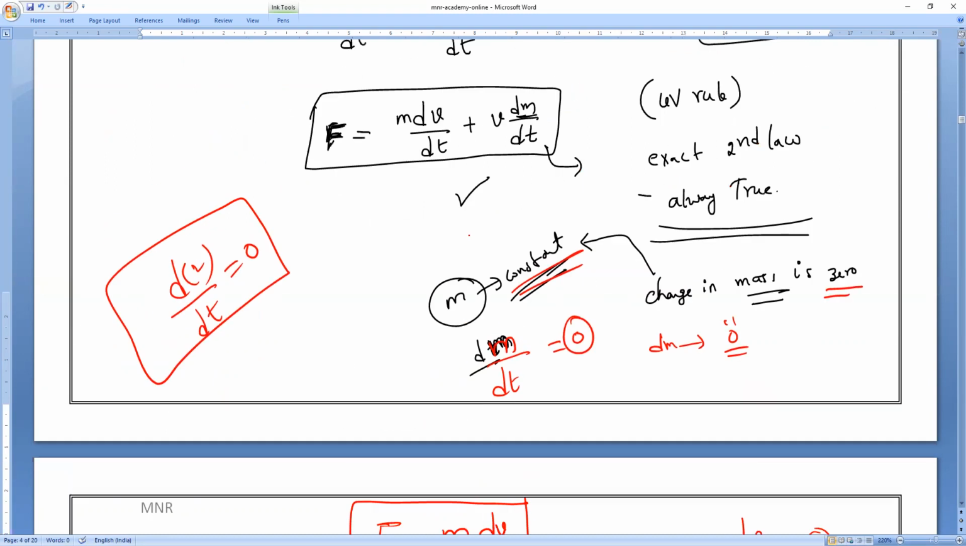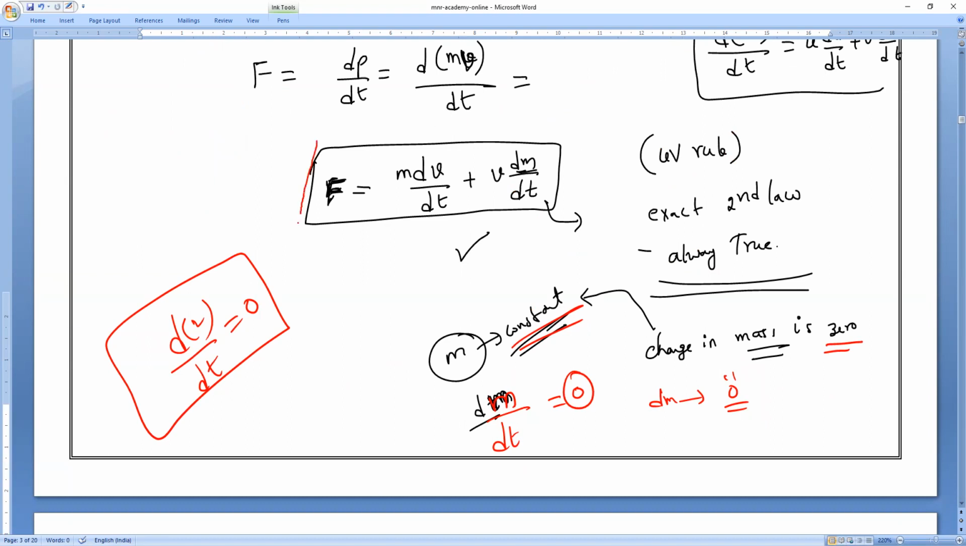But what is the exact form of Newton's second law? This is the exact form of Newton's second law, which you all need to remember. Clear? Yes, sir. So very, very important. This is what is called Newton's second law.